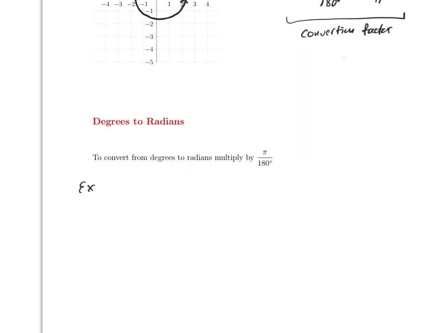So for example, let's say you want to change 45 degrees to radians. So you're going to multiply this by pi over 180. And then notice that 180 is the same thing as 45 times 4. So therefore the 45 will cancel, and that means that you will get pi over 4. So essentially 45 degrees is the same thing as pi over 4 radians.